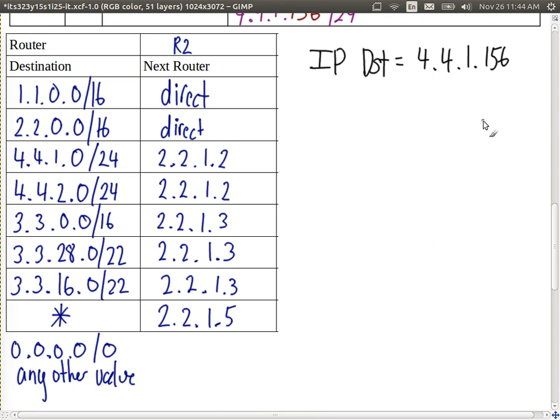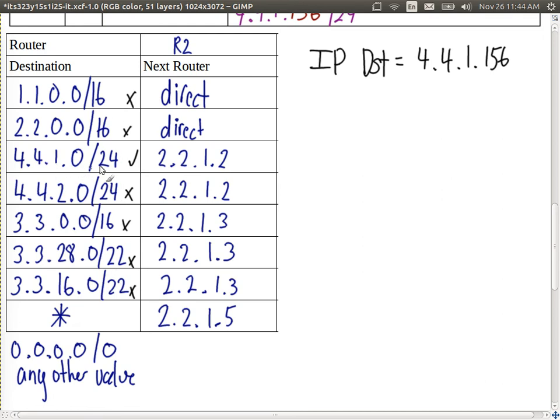So in this case, we compare 4.4.1.156 to 1.1.0.0. Are there 16 bits matching? No. Are there 16 bits matching between this IP address and 2.2.0.0? No. Are there 24 bits matching between this and this? Yes. What we would normally do is do them in order, but in reality, they are all checked. Do 24 bits match between this and this one? No. 16 bits match? No. We will see quite easily none of these will match.